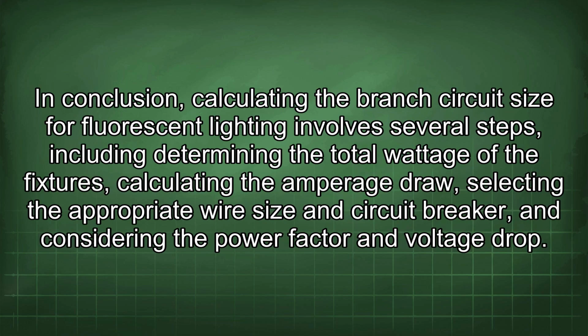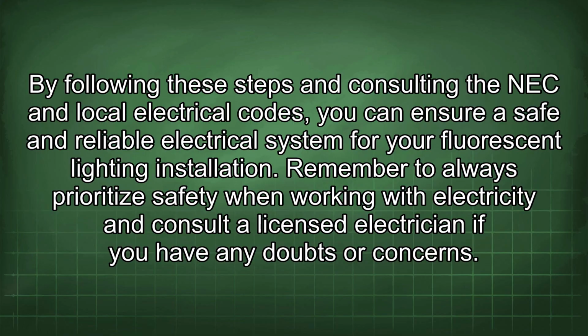In conclusion, calculating the branch circuit size for fluorescent lighting involves several steps, including determining the total wattage of the fixtures, calculating the amperage draw, selecting the appropriate wire size and circuit breaker, and considering the power factor and voltage drop. By following these steps and consulting the NEC and local electrical codes, you can ensure a safe and reliable electrical system for your fluorescent lighting installation.